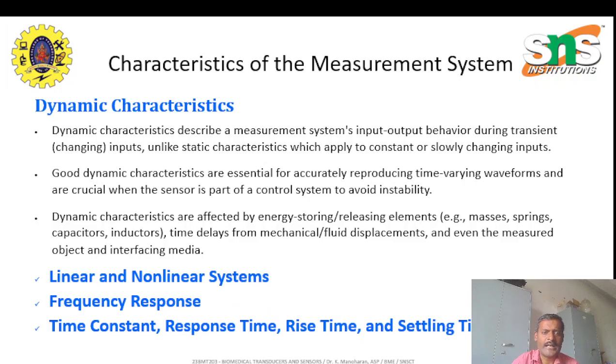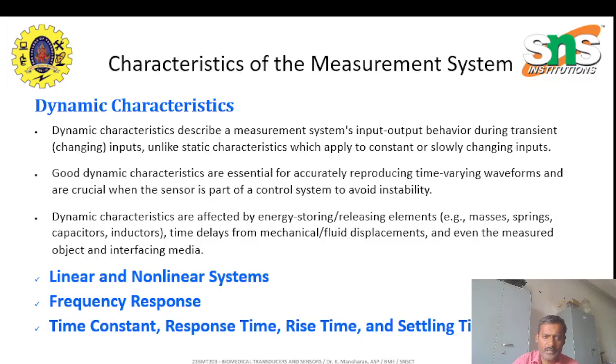So dynamic characteristics describe the measuring system's input-output behavior during the transient, that is, a change in the input. Unlike static characteristics, which apply to a constant or slowly changing input. In static characteristics, the input is not changing; it is stable, and then we check the outputs. In dynamic characteristics, it is not like that. It checks the input-output behavior during a changing time, that is, the transient time.